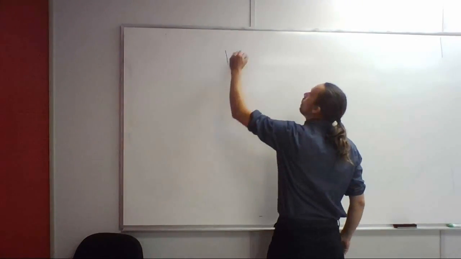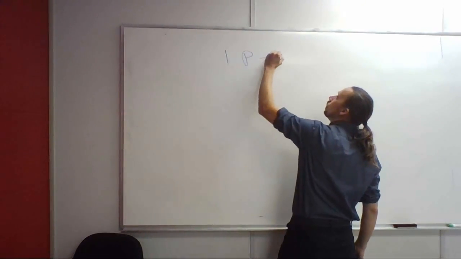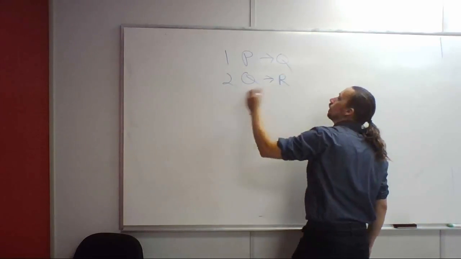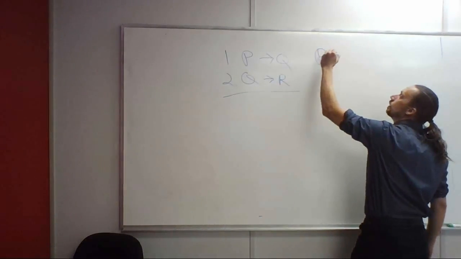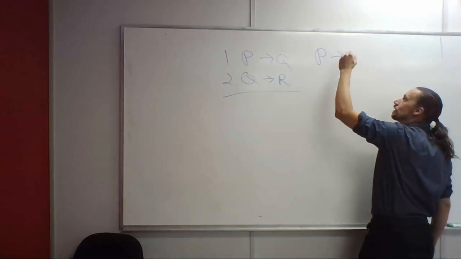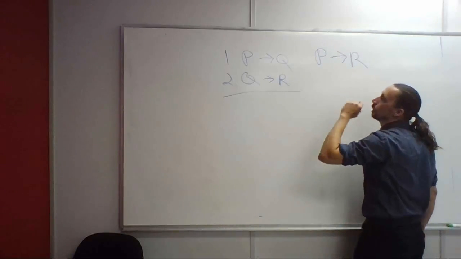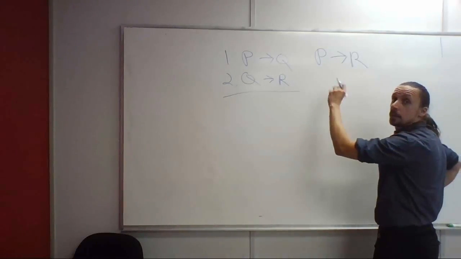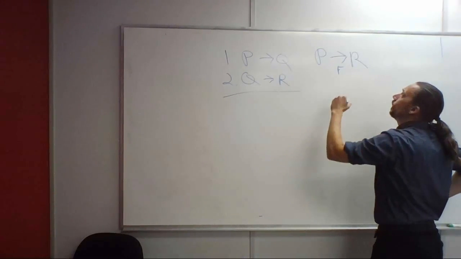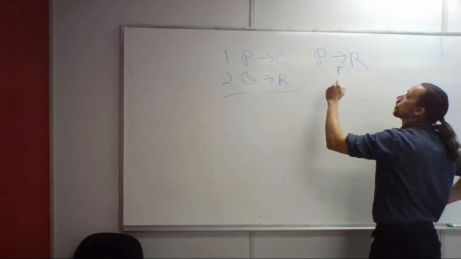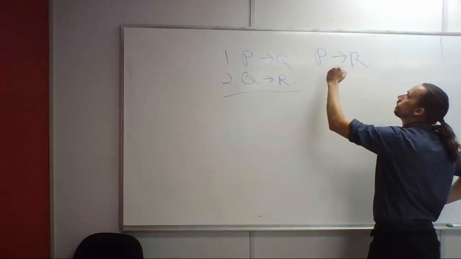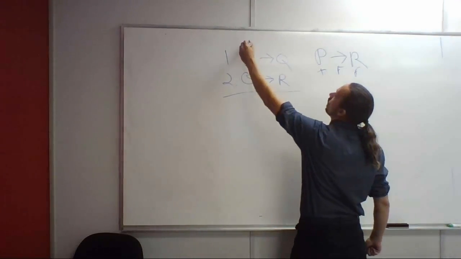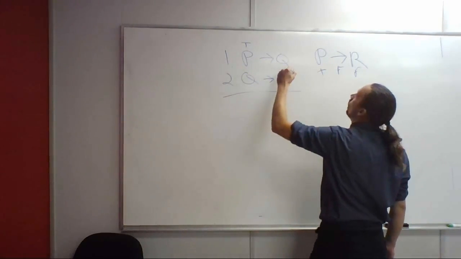Suppose I have the same argument. If P, then Q. If Q, then R. And I want to show that this is my target sentence. If P, then R. Let's just do a truth table very quickly, right? So imagine this is false. My conclusion is false, but the premises are true. If this conclusion is false, then P must be true, but R false. Let's say P is true, but R is false.